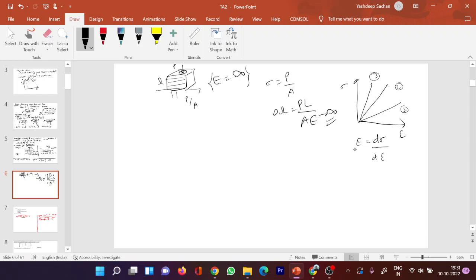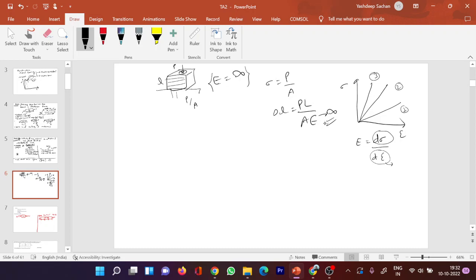Slope would be more if E is very high, meaning for a small change in strain there will be a very large change in stress. If you increase the stress by a very large amount, there would still be almost no strain. That is the meaning of high Young's modulus.